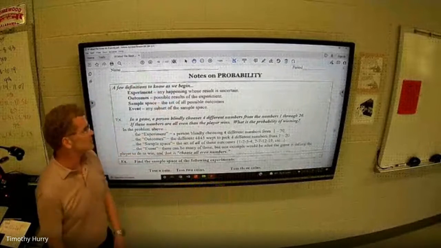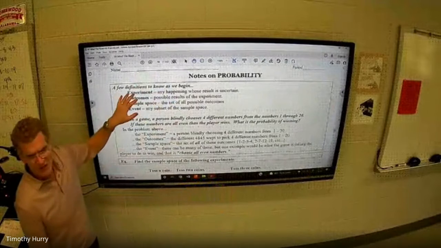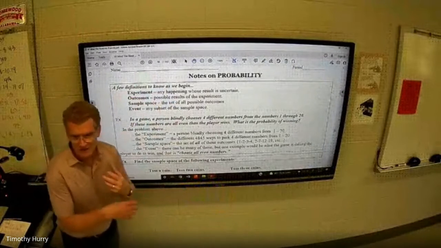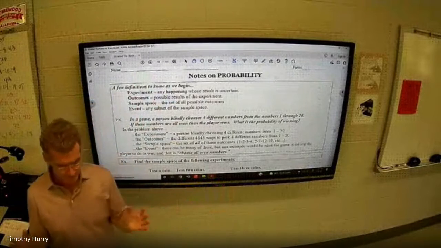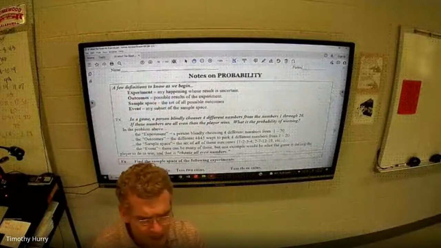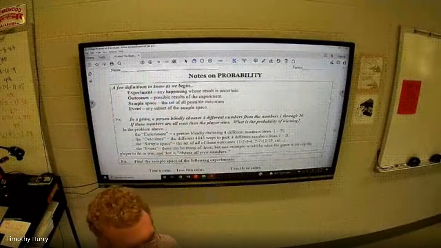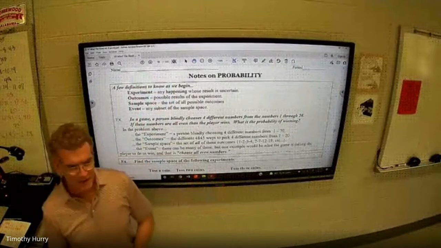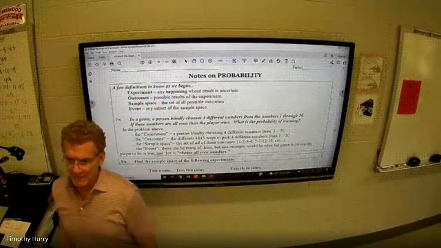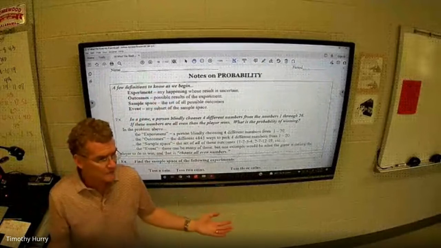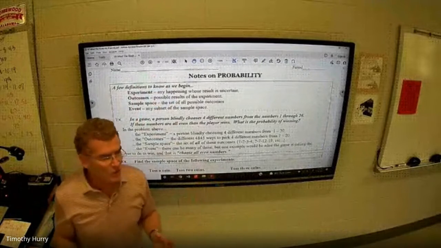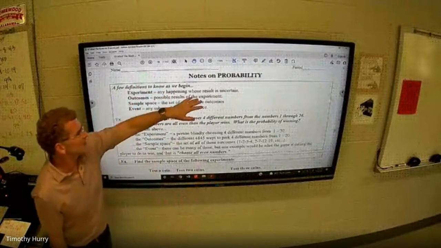But just to get you started, an experiment, which I don't use that word a ton, but basically in the context of probability, an experiment is anything that's happening that I'm uncertain about, or anything I'm doing. Like if I roll a die, I'm uncertain about its outcome. If I flip a coin, if I draw marbles out of a bag, if I pull cards out of a deck, these are all uncertain things, right? I don't know what's going to happen. So an experiment is anything that's uncertain.